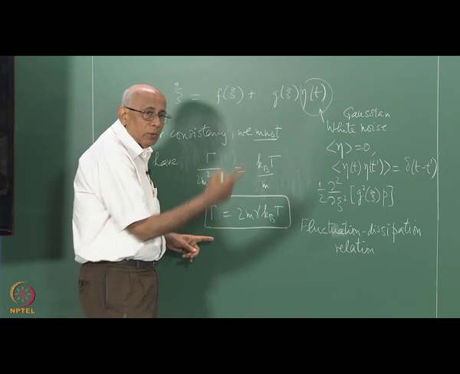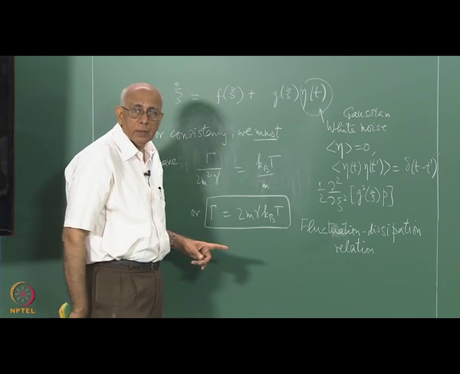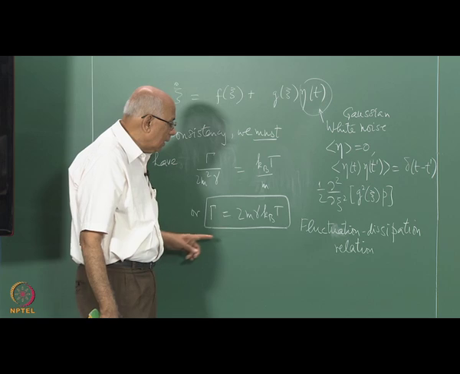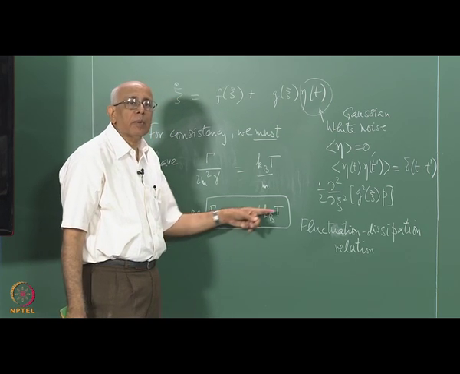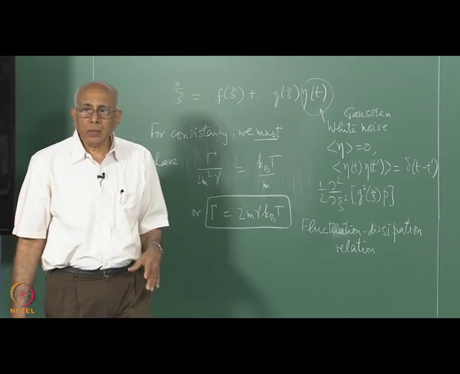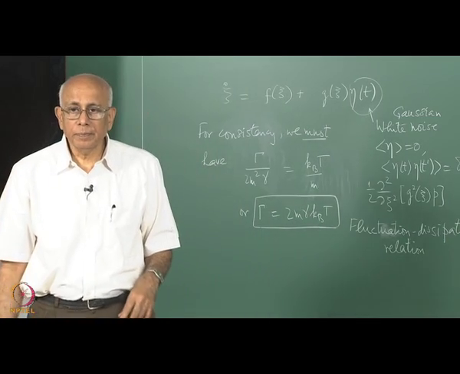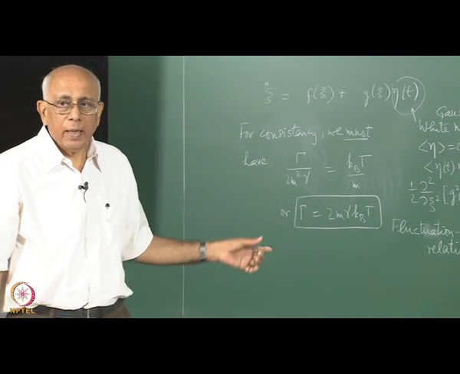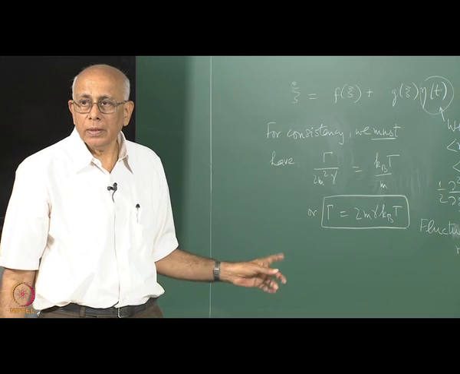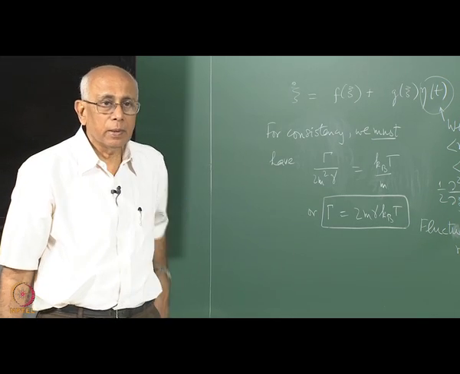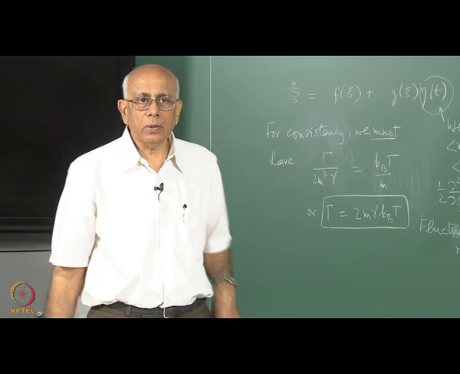So we know that the power spectrum of the fluctuations in the response of the system is related to the resistance multiplied by the temperature, and it is called the Nyquist relation. This is the Nyquist relation in this context. It is exactly the Nyquist relation for thermal noise or Johnson noise or whatever.